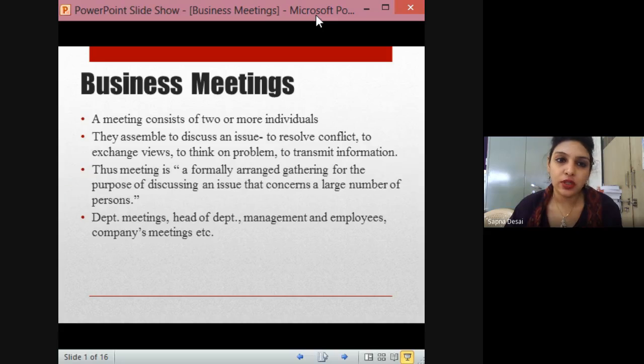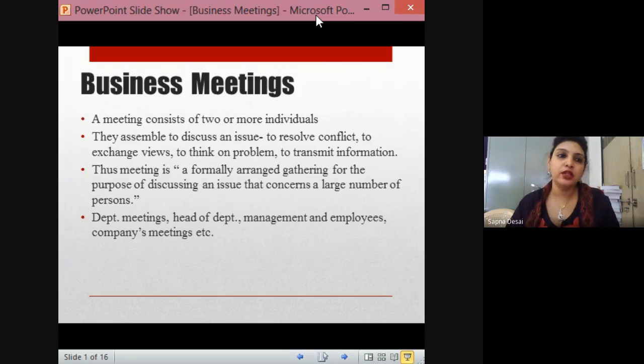Either to discuss an issue, right? If some problem is there in the organization, you discuss that issue, or resolve conflict between various departments, for example. To resolve that conflict, a meeting is organized. To exchange views, to think upon a problem, to devise a new strategy, to promote sales or anything, or to simply convey information, to pass on information. All these are the purposes of a business meeting.